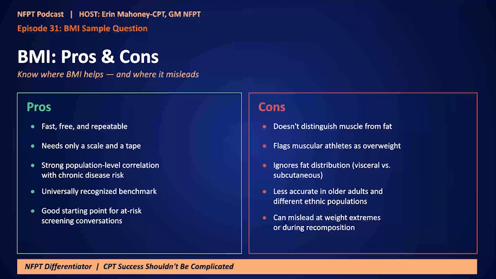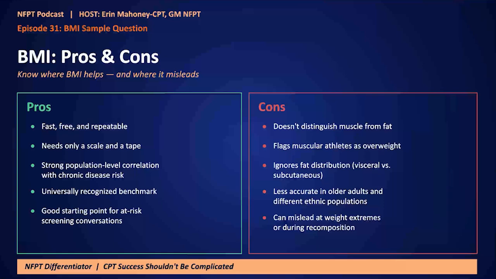The problems: it does not distinguish muscle from fat. We already said that. And it flags muscular athletes as being overweight. Now, it would be rare. So you might have a client that's falling into the obese category and they could be an athlete. They might not truly be obese, so to speak. Maybe they're overweight. That's where body composition testing comes into play. But you do want to know what these numbers are and where your client falls.